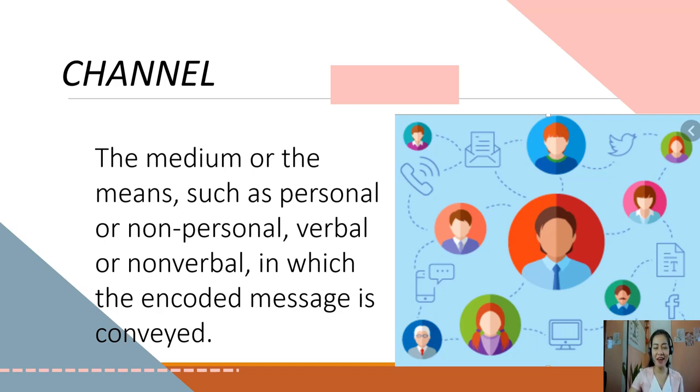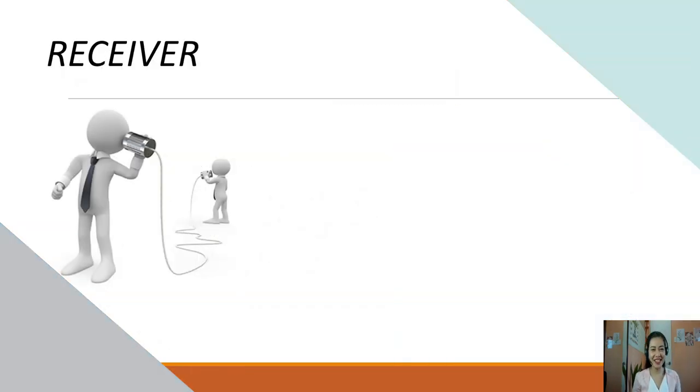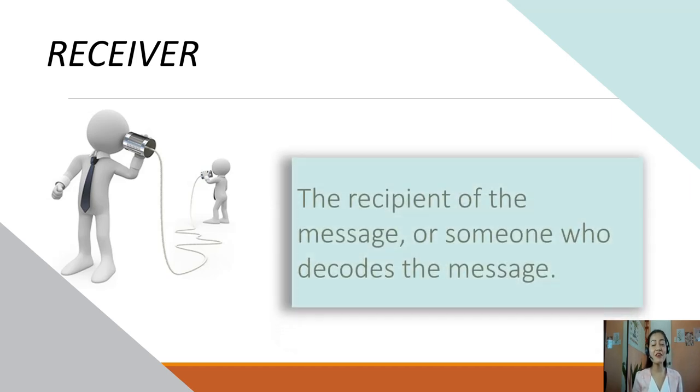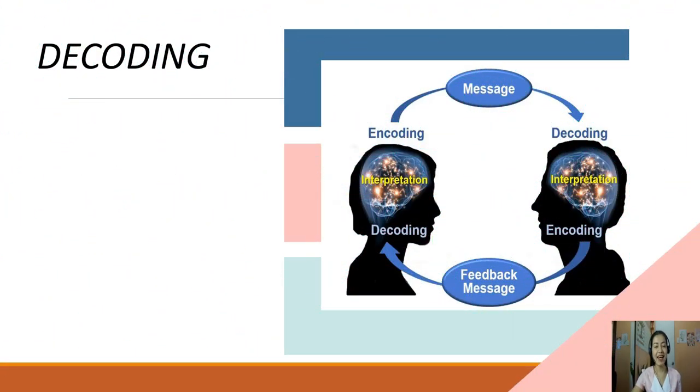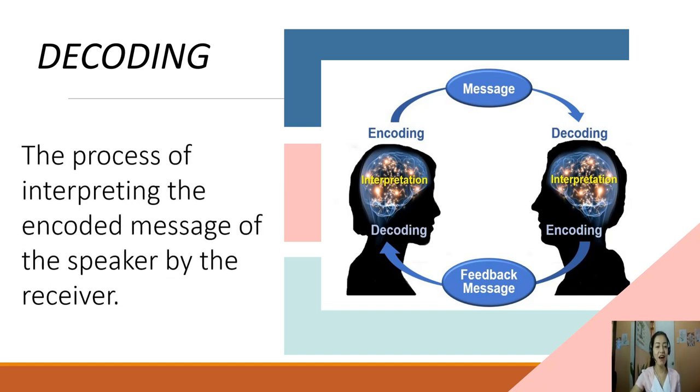Next element we have here is the receiver. So this one is really very obvious. Receiver is, of course, the recipient of the message or someone who decodes the message. So kung kinsa ang mo receives the message. Okay? I hope that's clear. Now let's proceed to the next element we have here, decoding. Decoding refers to the process of interpreting the encoded message of the speaker by the receiver.